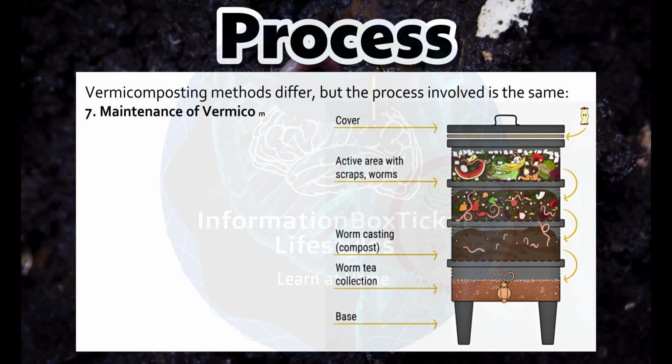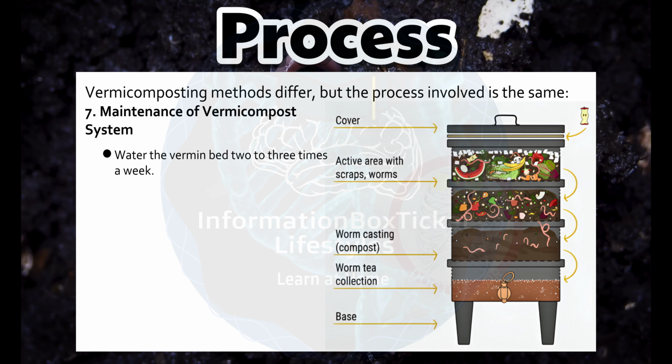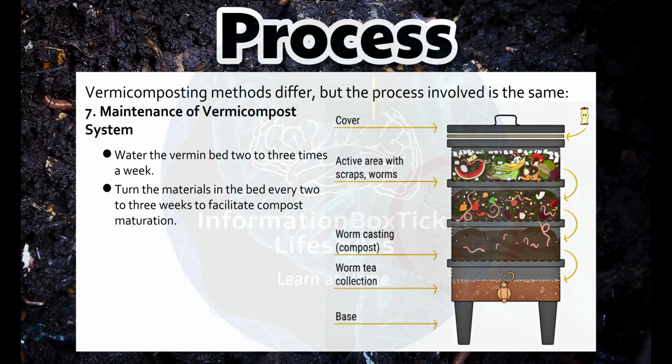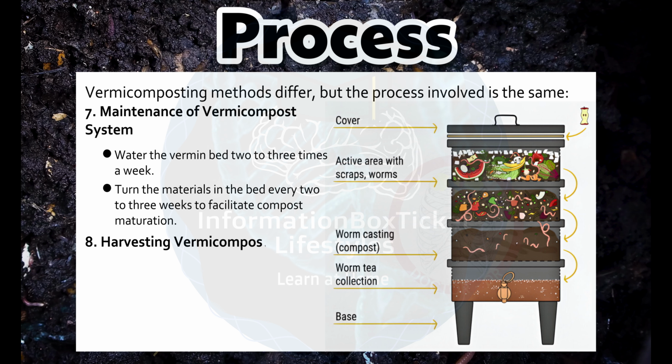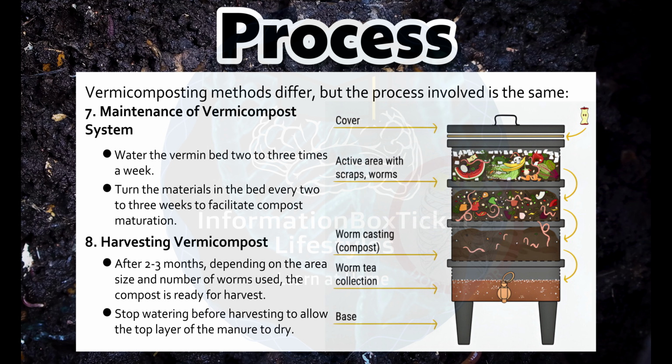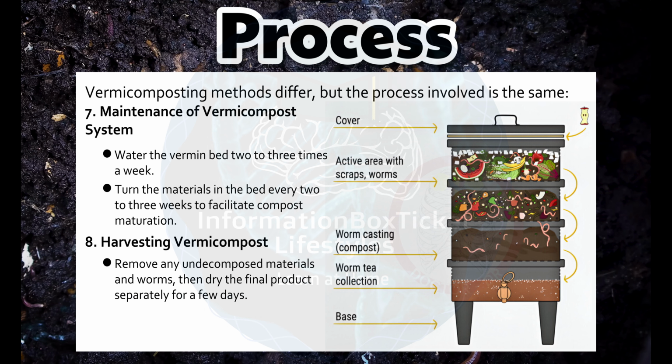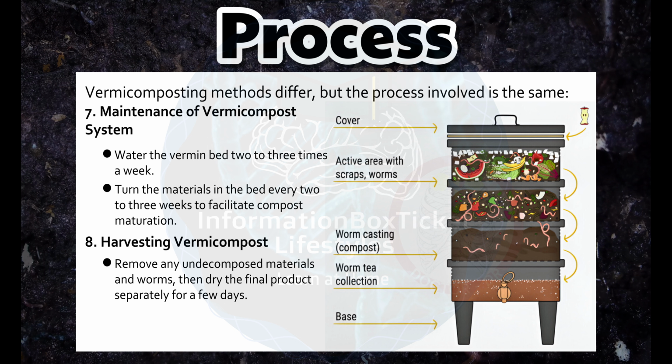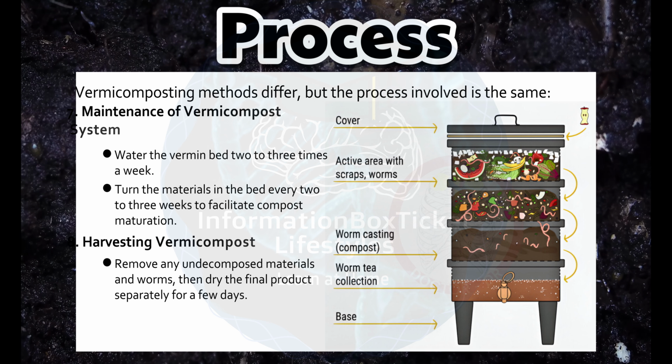7. Maintenance of vermicompost system. Water the vermin bed 2 to 3 times a week. Turn the materials in the bed every 2 to 3 weeks to facilitate compost maturation. 8. Harvesting vermicompost. After 2 to 3 months, depending on the area size and number of worms used, the compost is ready for harvest. Stop watering before harvesting to allow the top layer of the manure to dry. Remove any undecomposed materials and worms, then dry the final product separately for a few days.